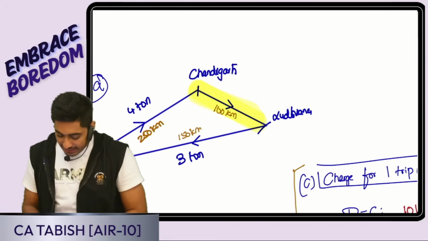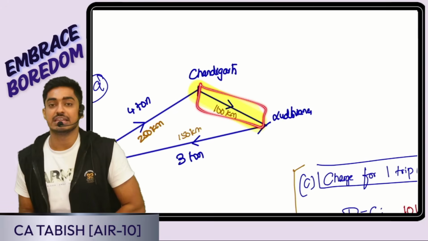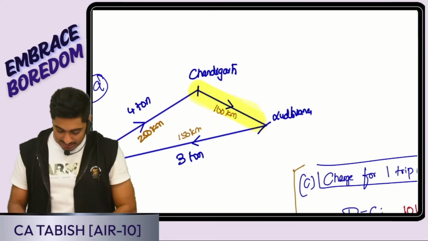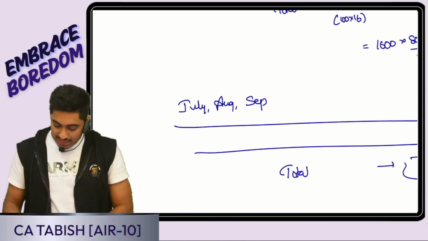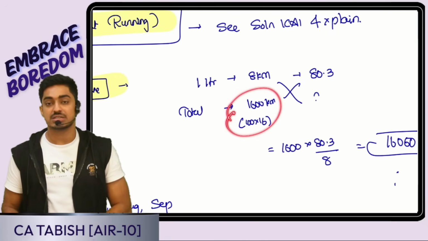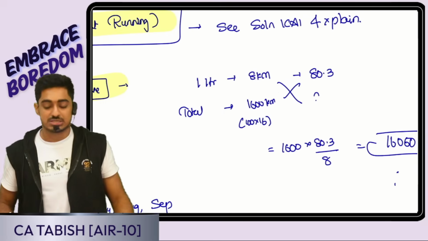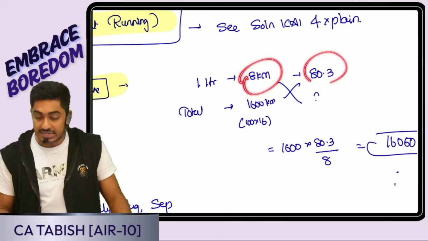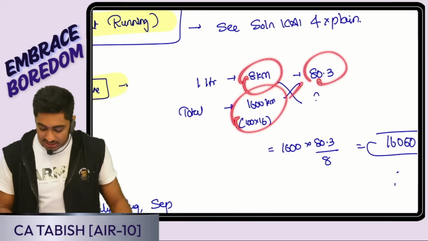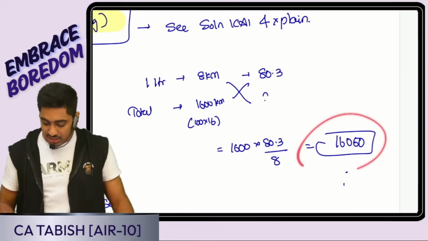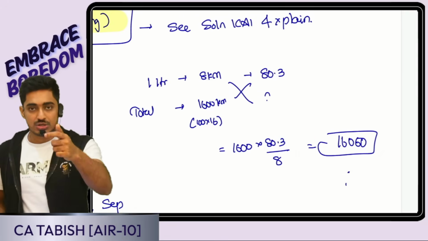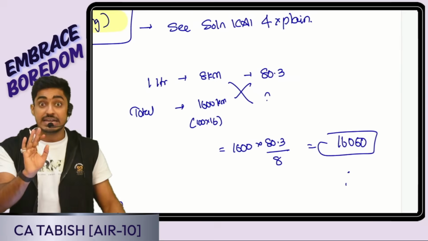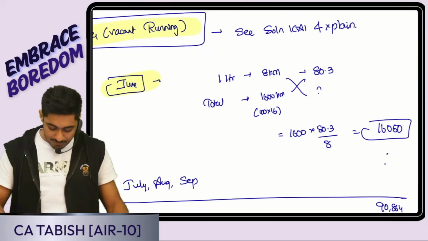This way, vacant, how many kilometers did it travel in the month of June? Tell me, the vacant journey wherein I am not having any goods is 100 kilometer. In June, how many days are there? 16 days. So 16 into 100 is 1600 kilometers. For 1600 kilometer, how much is the cost? For 8 kilometer it is 80.3, so for 1600 kilometer, how much? Cross multiplication, you will get a cost of 16,060. Same thing I will do for July, August, September. It is going to be a detailed, lengthy calculation, but we can do it.